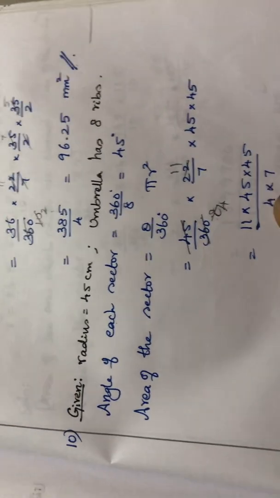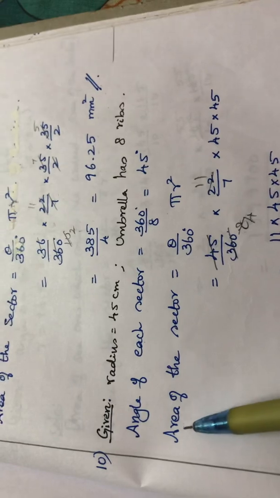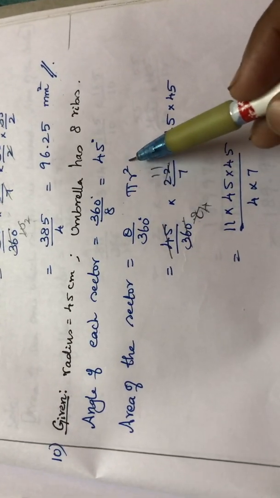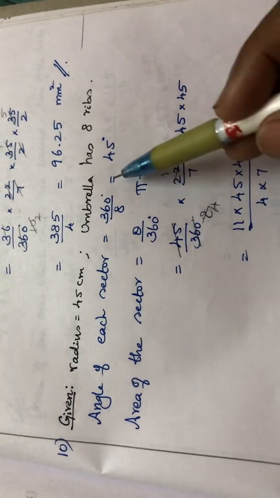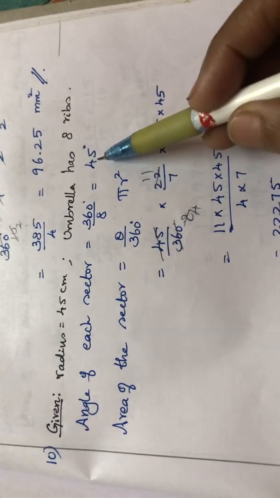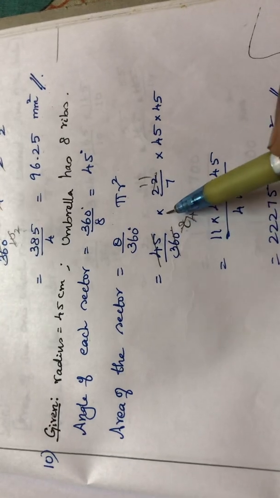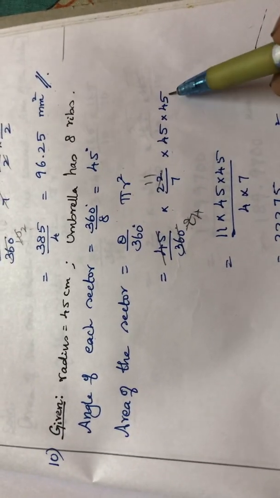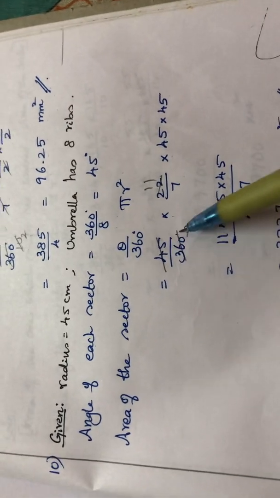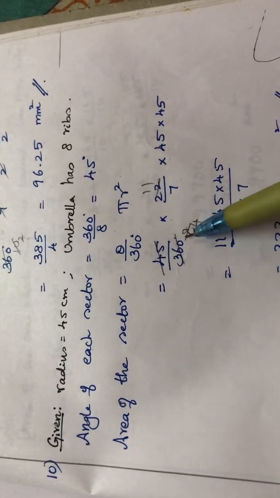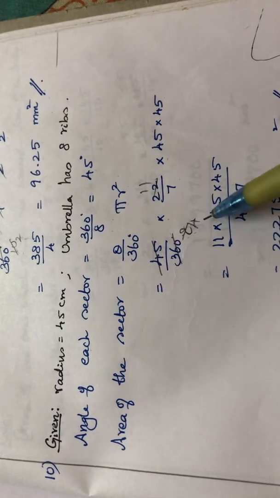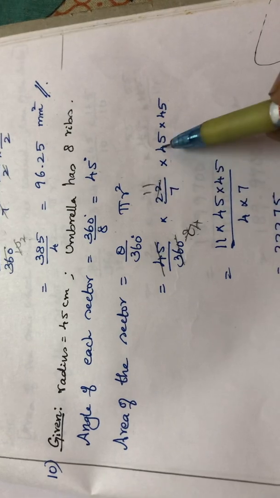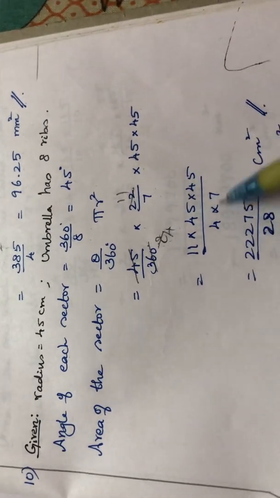So the angle made by the ribs is 45. The area of the sector is equal to, we have the formula, theta by 360 into pi r square. We have calculated theta as 45, since it has 8 ribs. Substitute 45 by 360 into pi value 22 by 7 into radius 45 into 45. Now 45 and 360, 8s I can cancel. This 8 and 22 I am cancelling, so here it is 4 and 11. I cannot cancel any of the other terms. So 11 into 45 into 45 divided by 4 into 7.